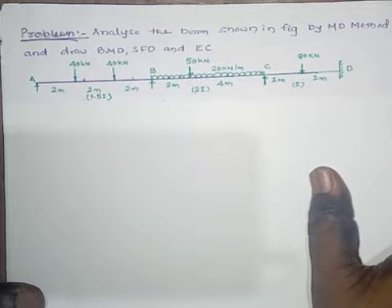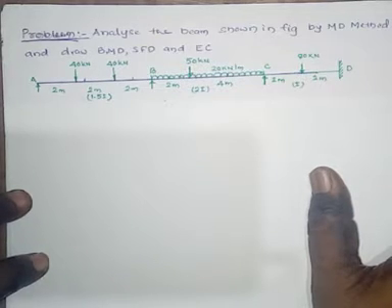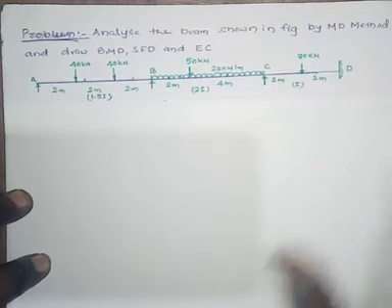In span CD, it is subjected to a point load at the center, that is 2 meter from either end, and moment of inertia is I. Here there is a variation of the moment of inertia. First we have to calculate the fixed end moments by considering all the ends as fixed. That is the first step.